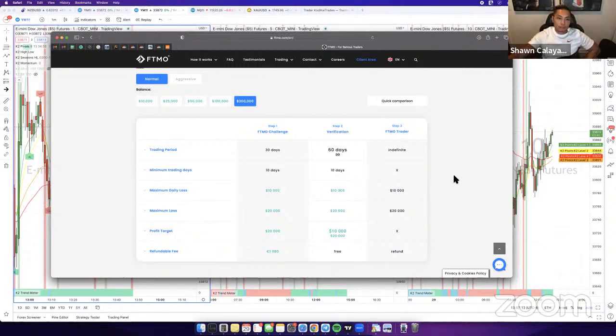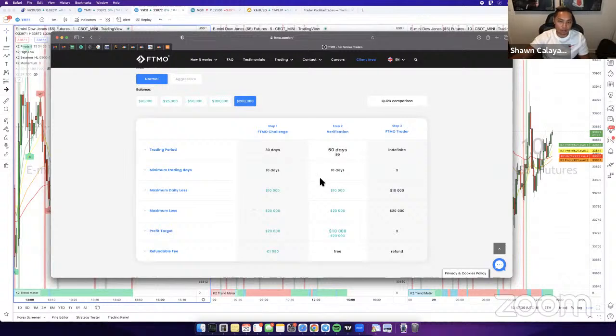For the first step, you'll have 30 days to reach 10%. You have to reach a 10% profit goal. With each scalp that we take, we make about 1% or so. So you really just need about 10 to 15 scalps to make that goal. Once you pass this goal here, you'll move on to the verification.